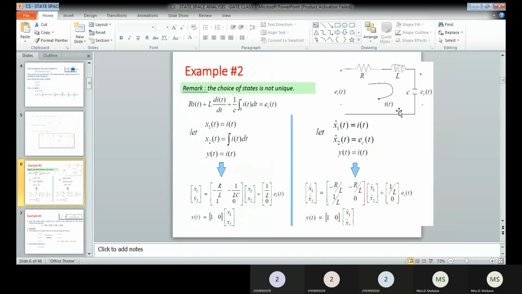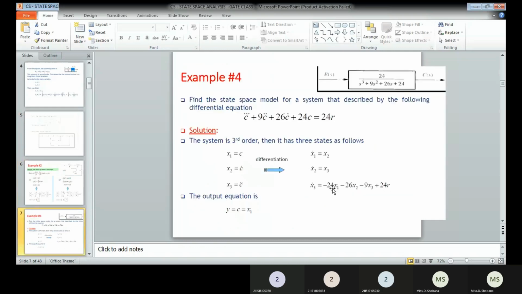The important thing here is that you have to look into the electrical diagram, and then check how many inductors and capacitors are there. That many state variables will be available. So you have to assign the state variables and substitute them into the differential equation. You will get a state model. And then we can go for the next thing.